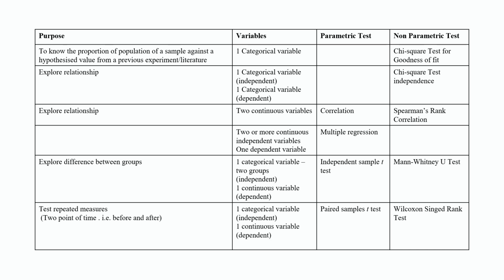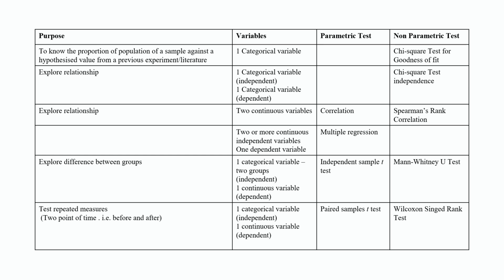Then we can identify the difference between groups. There could be two groups or more than two groups. So here, when you want to know the difference between two groups and that is measured on a continuous variable, for example, again gender, that measures a particular aspect called IQ score, the parametric test option is the independent sample t-test. What is the non-parametric option? The test is called the Mann-Whitney U-test.